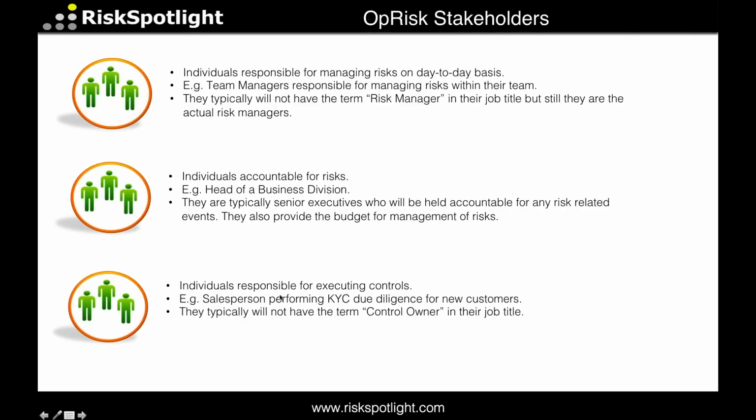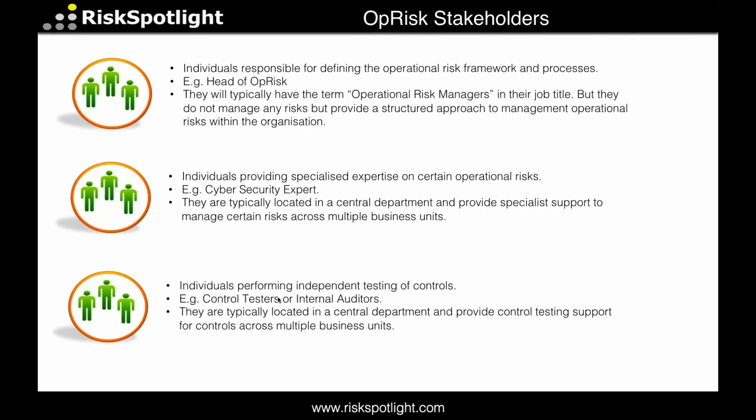Then the third group of stakeholders we have is people who are responsible for executing those controls. So if somebody has to take backup of an IT system so that if something goes wrong, we don't lose any information, then people who are executing those controls can be the control owners or the control performers. So that becomes our third group of stakeholders we need to have in our operational risk thinking.